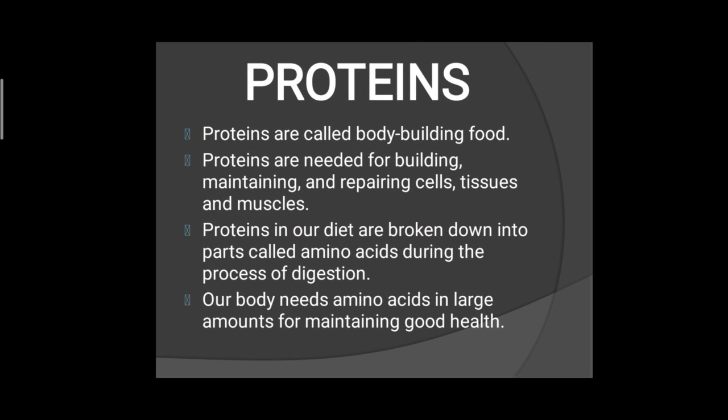First one, proteins. Proteins are called body building food. So what do you mean by body building? It means it is essential for our growth. Proteins are needed for building, maintaining, and repairing cells, tissues, and muscles. So first, protein is needed for our muscles, building muscle and maintaining our body, repairing cells.